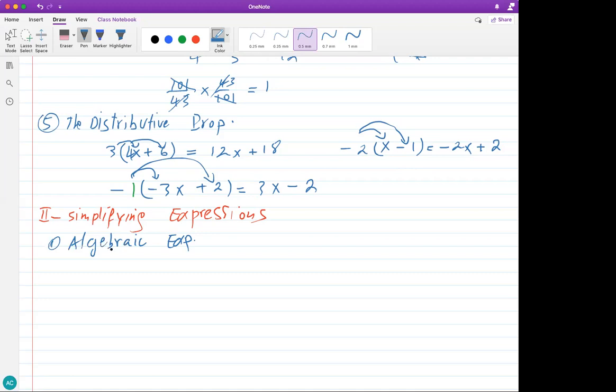Can anyone try to give us a definition of this type of expression in a sentence? It's a very short sentence. What is an algebraic expression, or what is it made of? Anyone want to try?